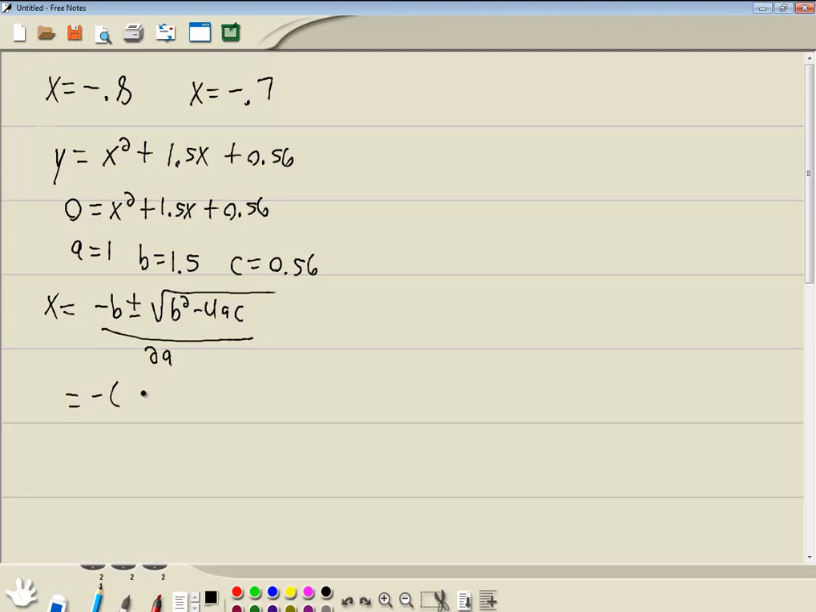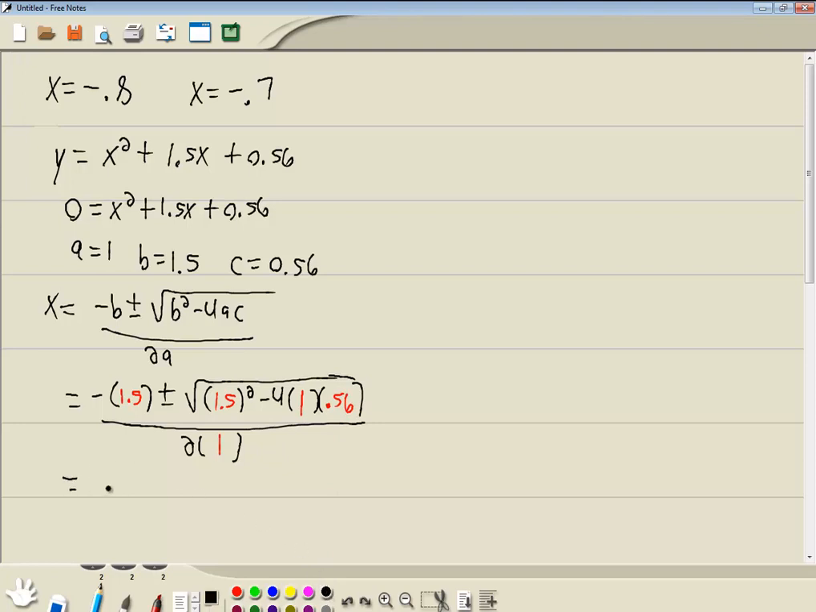So we're going to have, actually let me put parentheses in everywhere I have a variable before I plug in the numbers. And we said b was 1.5, so wherever I had a b, I'll put in 1.5. We said a was 1, so everywhere I had an a, I'll put in 1. And we said c was 0.56, so everywhere I had a c, I'll put in 0.56. So that gives us -1.5 plus or minus.